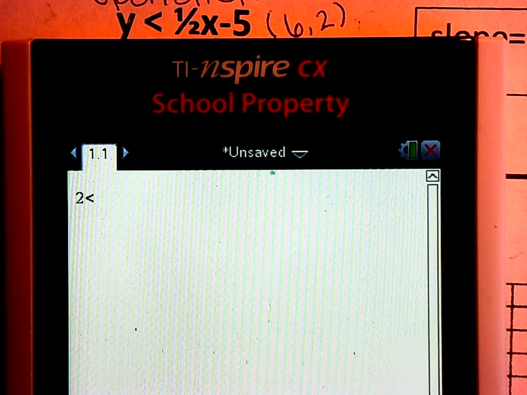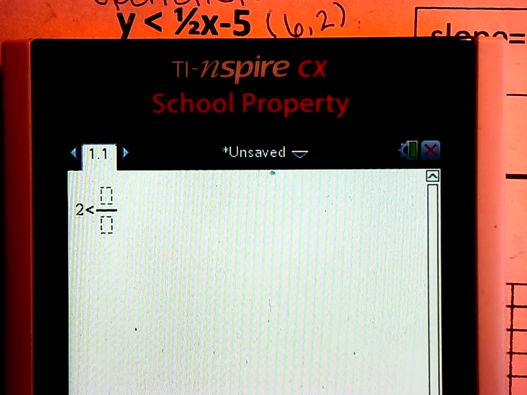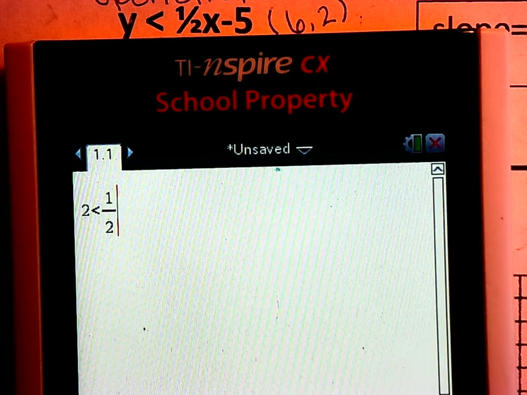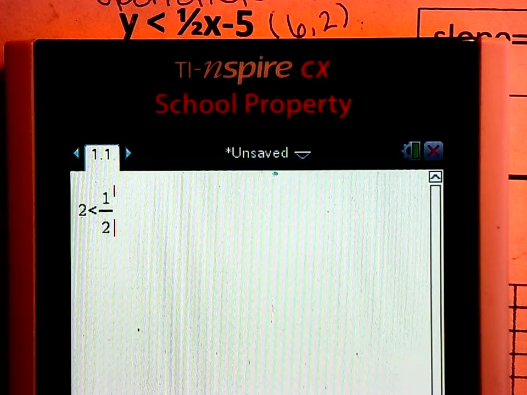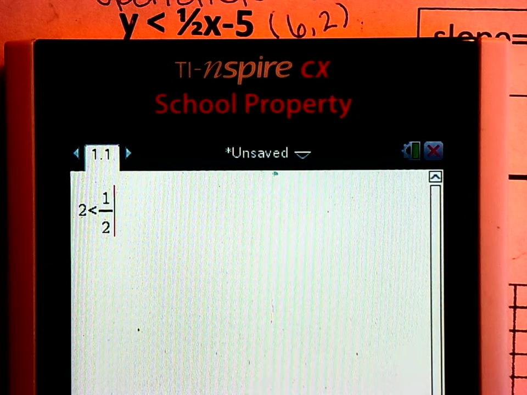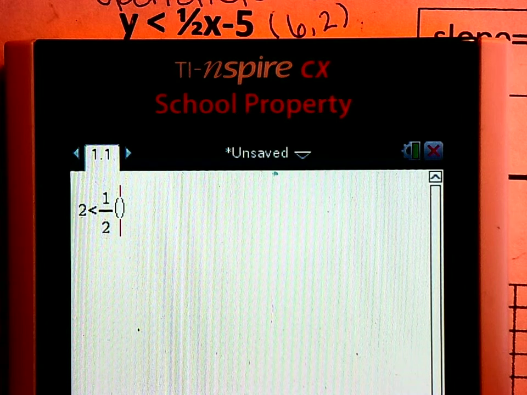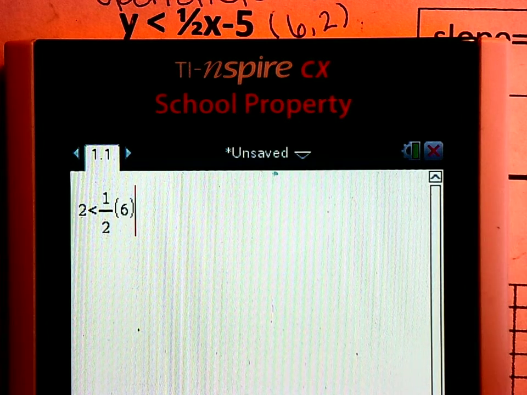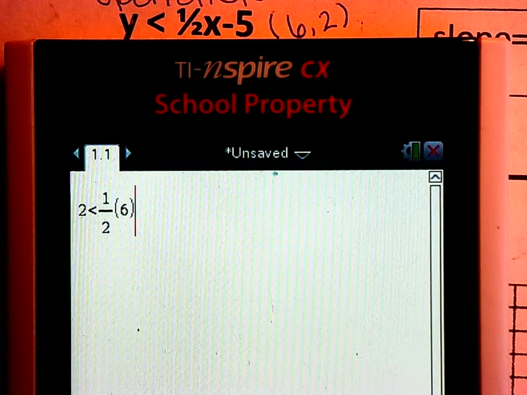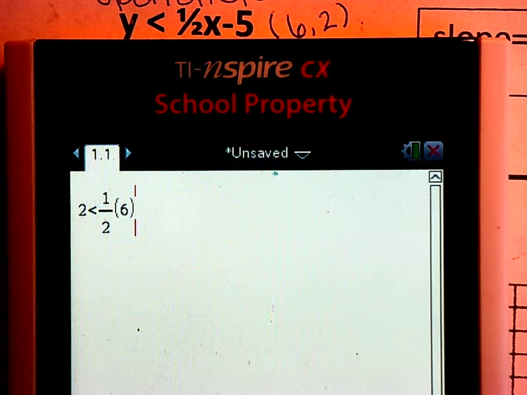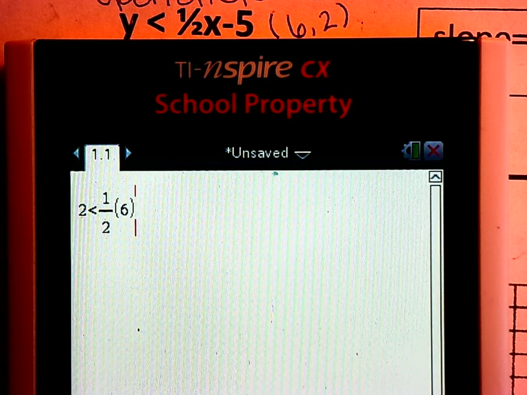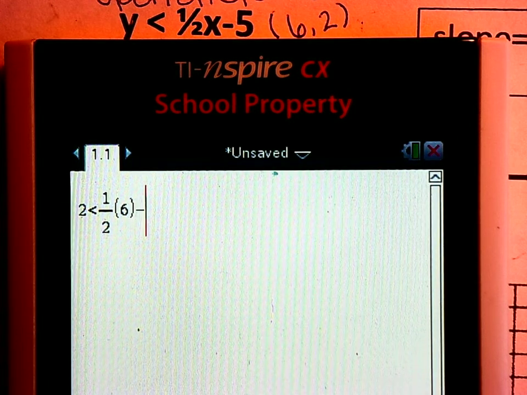And then I'm going to type the rest of my equation. 1/2. Now instead of typing x, what am I going to type? What are we plugging in for x? 6. So I'm even going to put parentheses around the 6, because that way I know that's what I'm plugging in for x. That's the substitution that I'm making. X is 6 right there. Then minus 5.